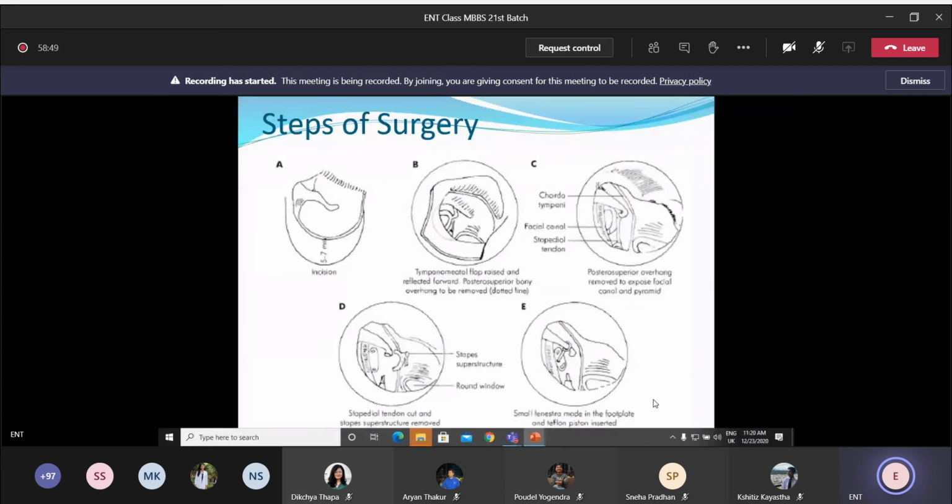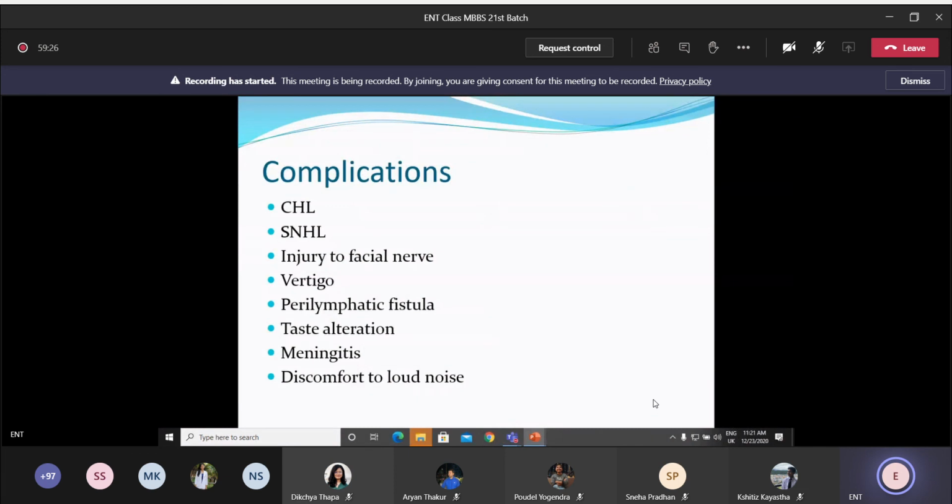People even put a vein graft on top of it. There's a measuring rod. You have to measure the distance between the incus long process and the stapes footplate, and then you have to clamp the Teflon piston on the long process of the incus, and then below to the stapes footplate. And then there's ossicular mobility. The vibration will be transmitted, and you can just test it on the table, and the patient will start hearing.